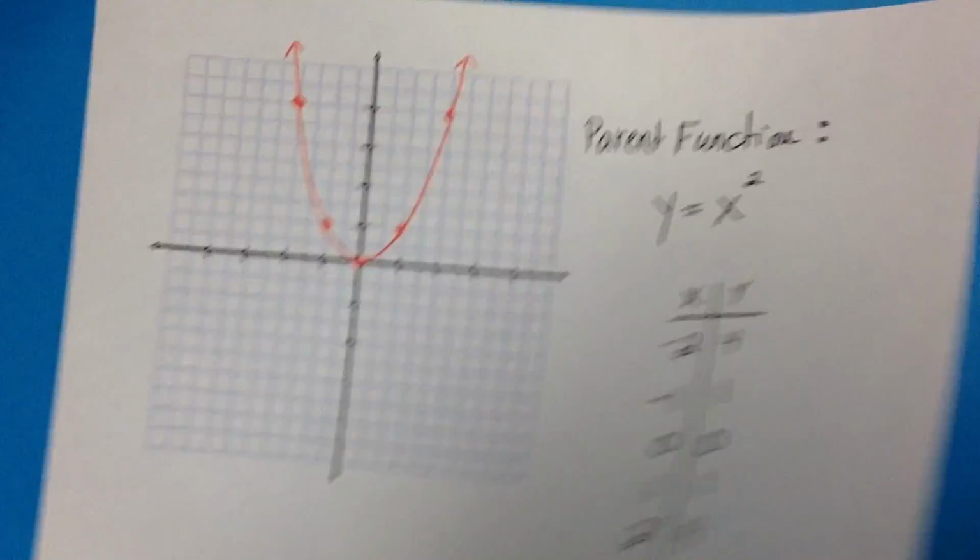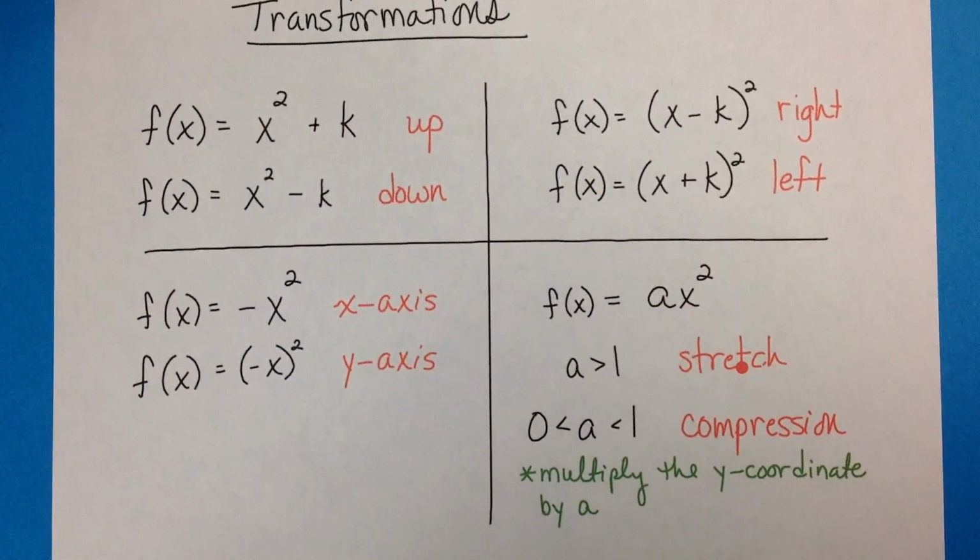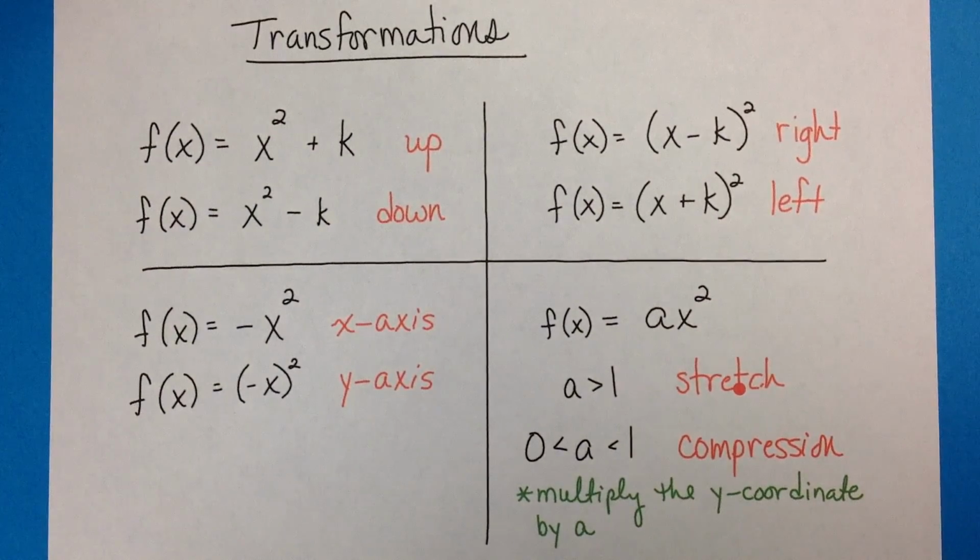Now, we're going to graph these based on transformations. And I do believe you've probably already covered these transformation rules earlier when you did absolute value functions. So they're exactly the same rules. Of course, things will look a little bit different because we're going to have the x to the second power instead of having an absolute value of x.